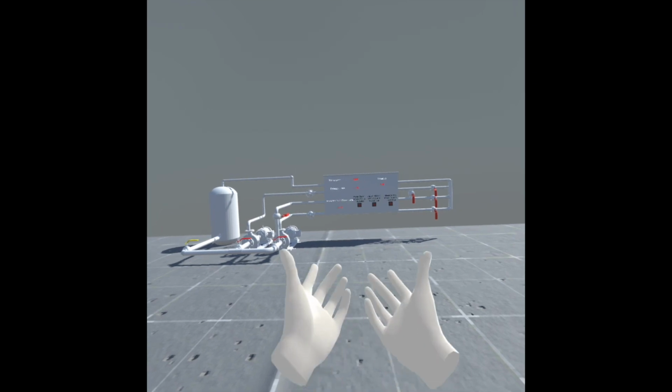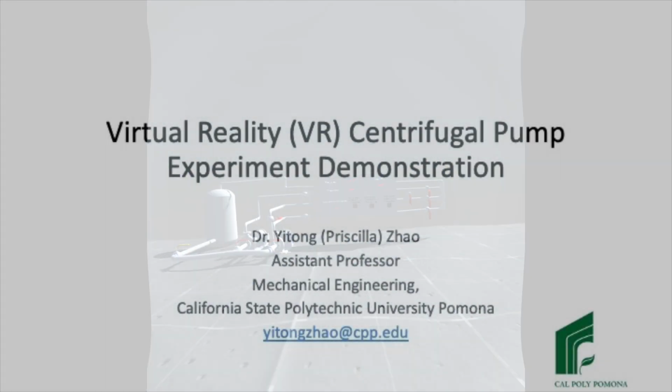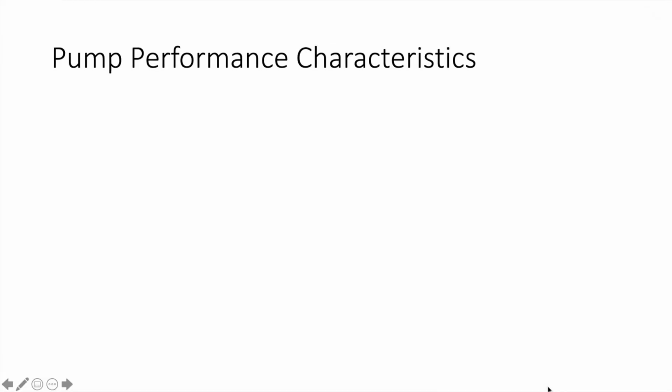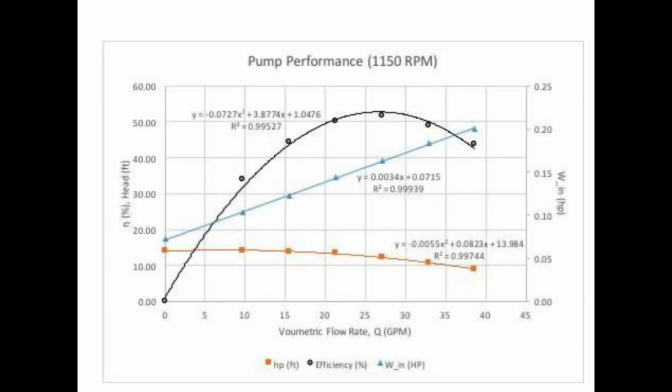Welcome to the Virtual Reality Fluid Mechanics Lab. Today we're going to explore the pump performance experiment. In this experiment, our goal is to determine the performance characteristics of a centrifugal pump. We will plot the pump head, pump input power, and pump efficiency as a function of the flow rate. The figure will look something like this.